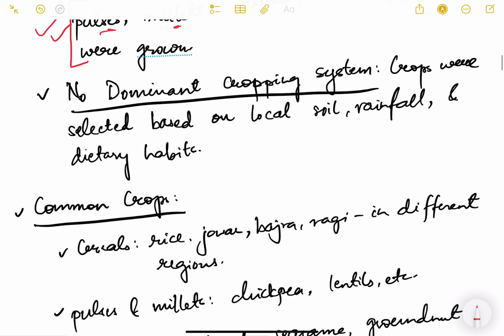There was no dominant cropping system. Crops were selected based on local soil, rainfall, and dietary habits. So the cropping system was not affected by external factors as such. It was mostly local factors. Government policy and other things were not so dominant.